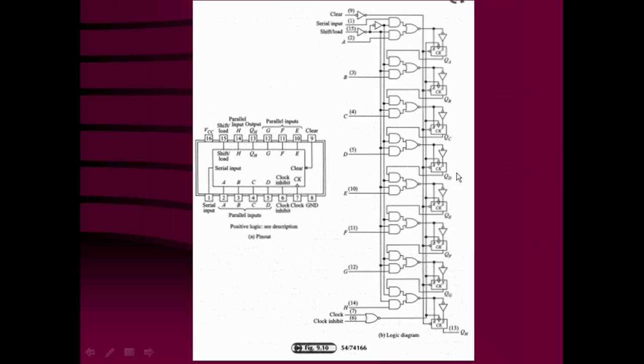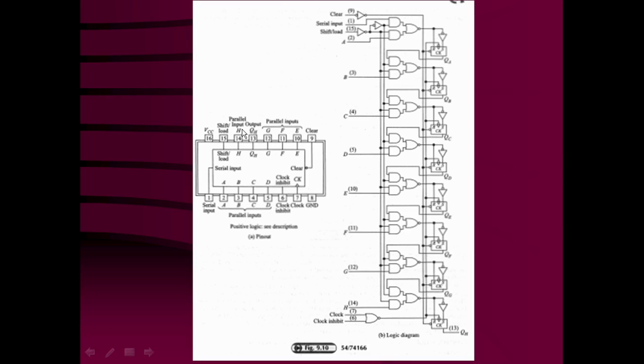They become low. So if you want to activate the clear signal at any time, it has to be made low, and after that it should be made high to make it inactive, and then either the parallel entry of the data or the serial entry of the data can be activated.